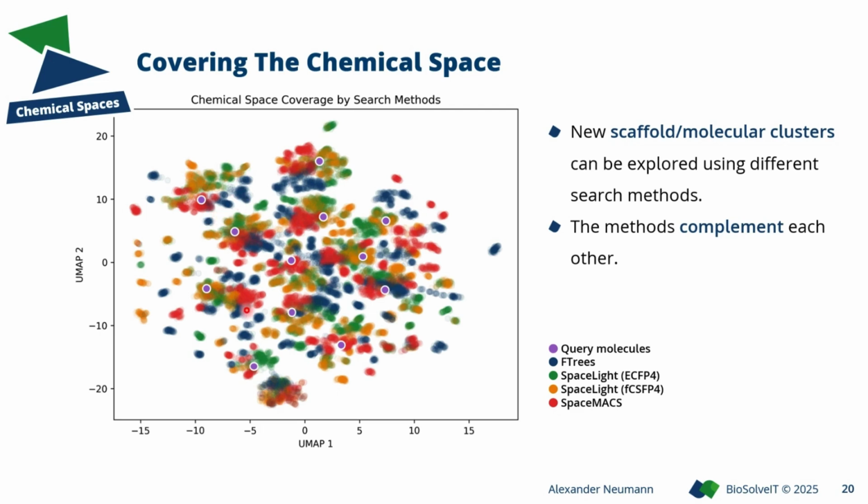So now if you just think about removing F3, the dark blue ones, or Spacelight FCFP4, the orange ones, you would see how those clusters become less dense and just focus on a particular spot. So to get diverse compounds, I recommend using more than just one method by the end of the day.